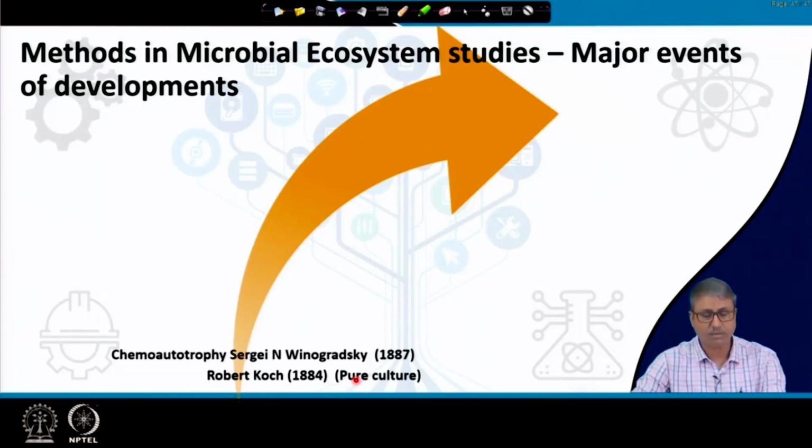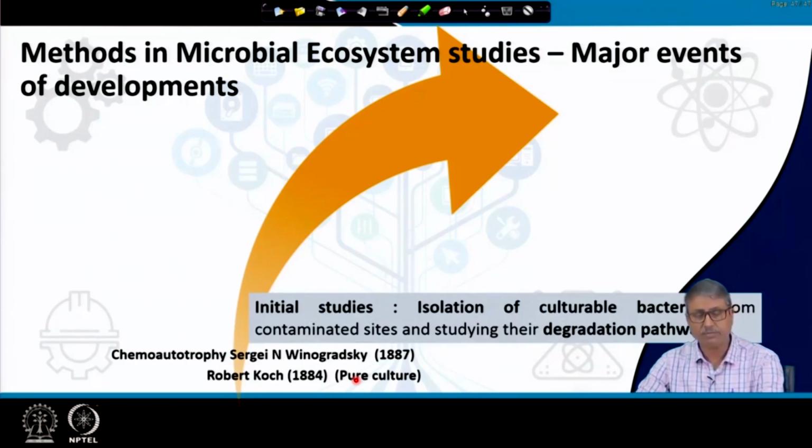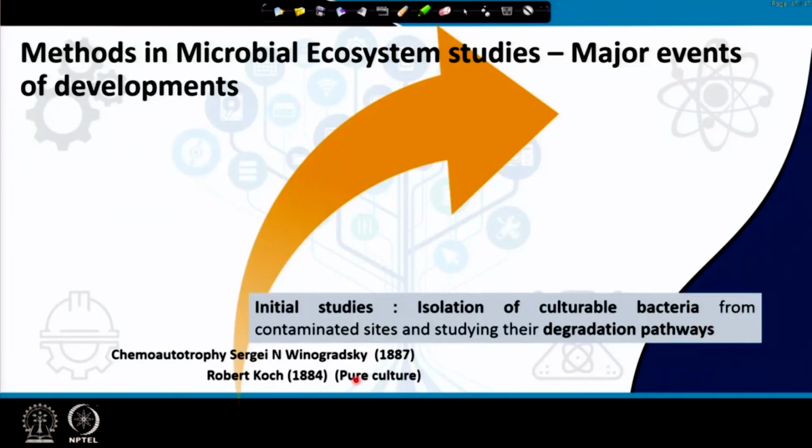But the pure culture was not enough, because in a real environment there will be thousands of different species together. So very soon Winogradsky deciphered the concept of chemoautotrophy and how microorganisms behave in a more complex way than we possibly perceived. And then subsequently, for the next 100 years or so, there are many reports, many studies with respect to environmental biotechnology and environmental processes.